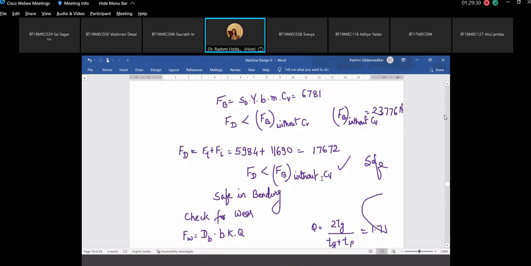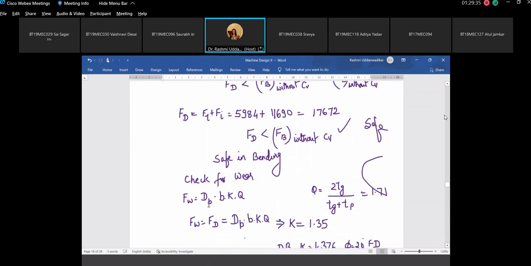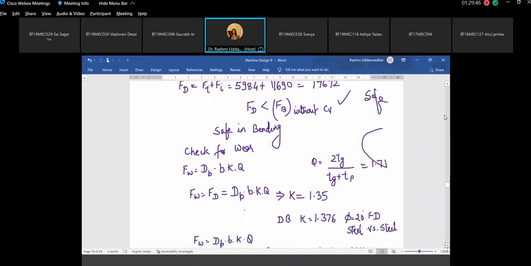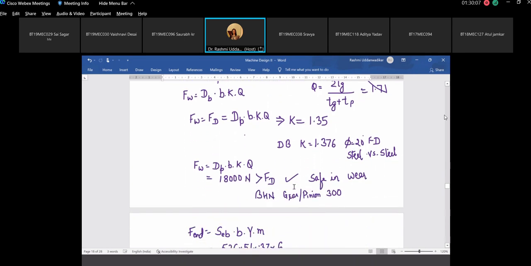Then you have to check for its wear strength. Wear depends upon the pitch circle diameter, face width, hardness, and Q. Hardness will again depend upon the material and BHN. BHN is not known, so instead we equate FW with FD, get the value of K, and from the data book we refer to the next higher value of K. The moment you go with the next higher value, FW already increases. So when FW increases, the condition FW greater than FD is satisfied, and this is safe in wear.